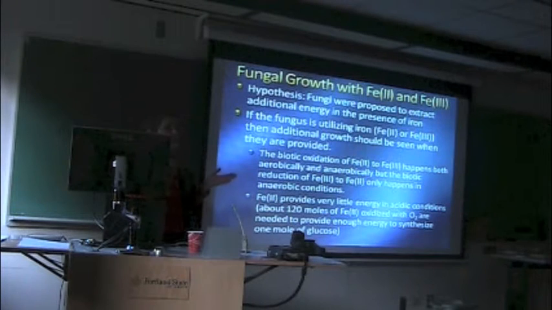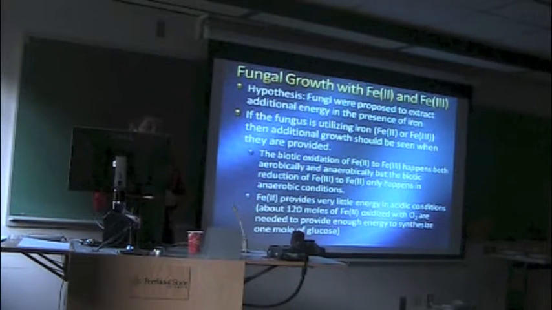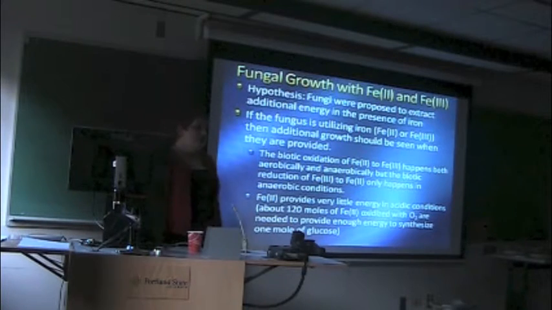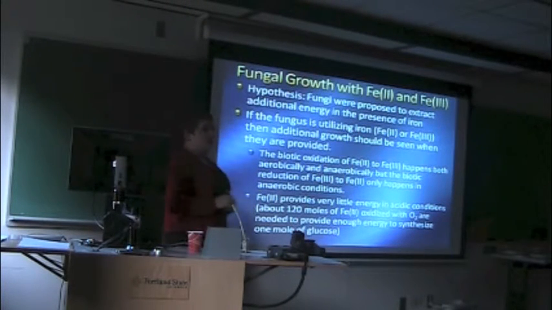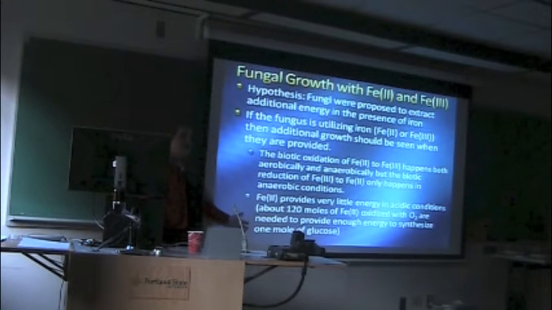So now we have to control the atmosphere, because we have to force this fungus into a condition of anaerobiosis or close to anaerobiosis. If it's using iron 2, so if it's providing additional energy, it's got to be very little, because in acidic conditions, iron 2 doesn't provide a lot of energy. So the theoretical maximum here is 120 moles of iron 2 oxidized with oxygen produces enough energy to synthesize 1 mole of glucose. So we have to control the atmosphere, and we have to be able to see what additional energy might be coming from the iron 2.